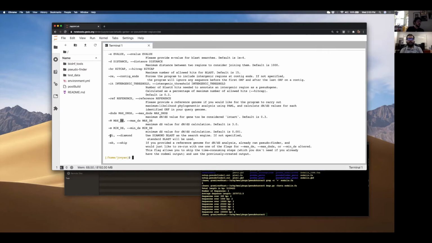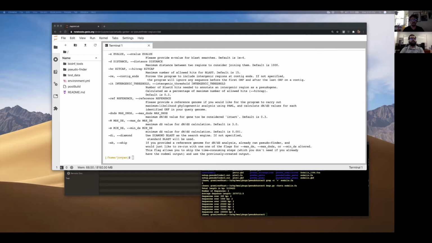Right, diamond, right? So if you want to use diamond instead of blast to do your analysis, this is going to have the program run a lot faster. And dash skip is actually deprecated, so I'm not going to talk about that. Okay, so let's run a command.